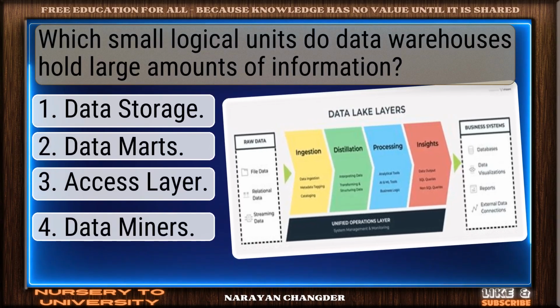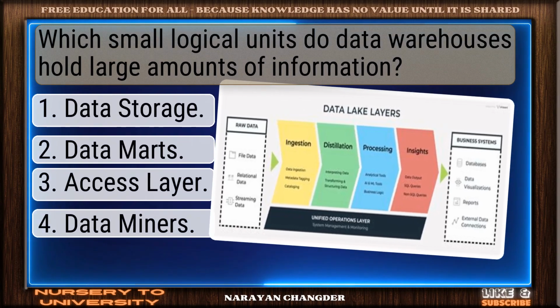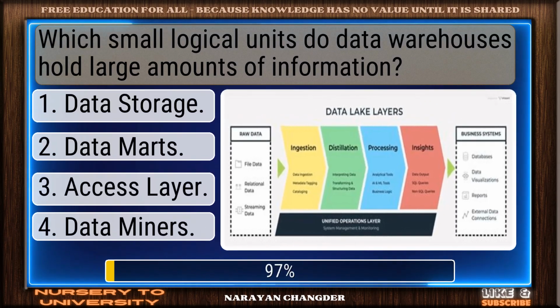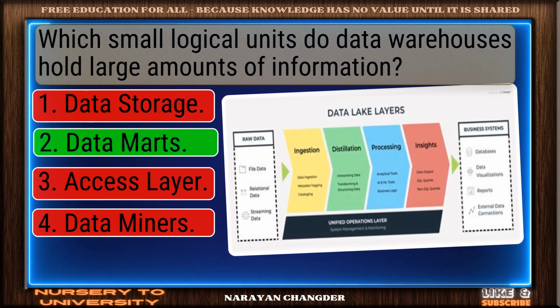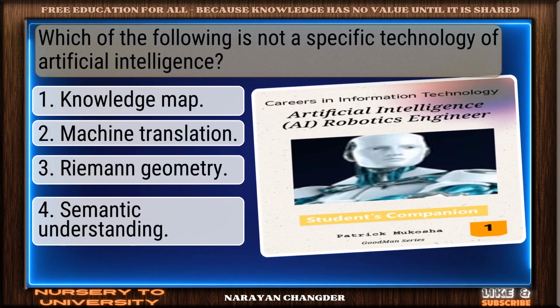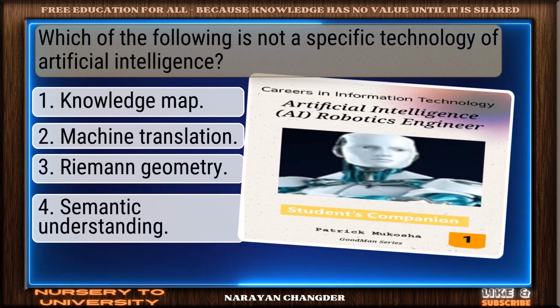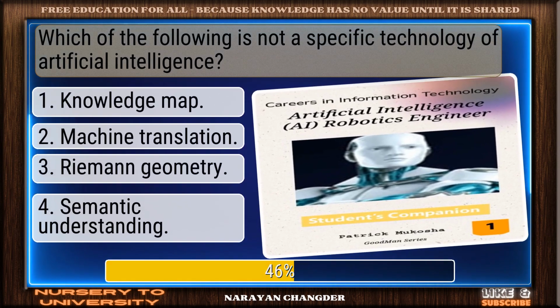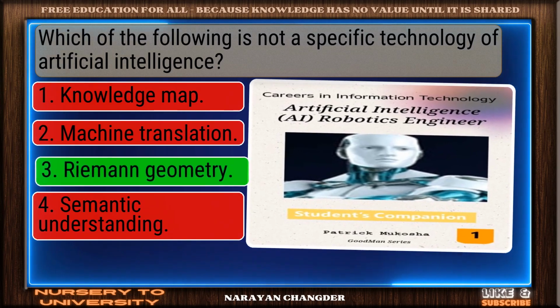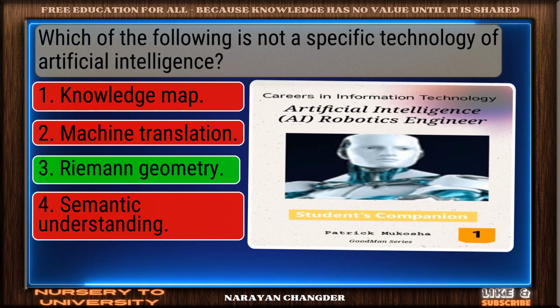Which small logical units do data warehouses hold large amounts of information? Excellent. Data marts is well reasoned. Which of the following is not a specific technology of artificial intelligence? You're right. Riemann geometry is correct.